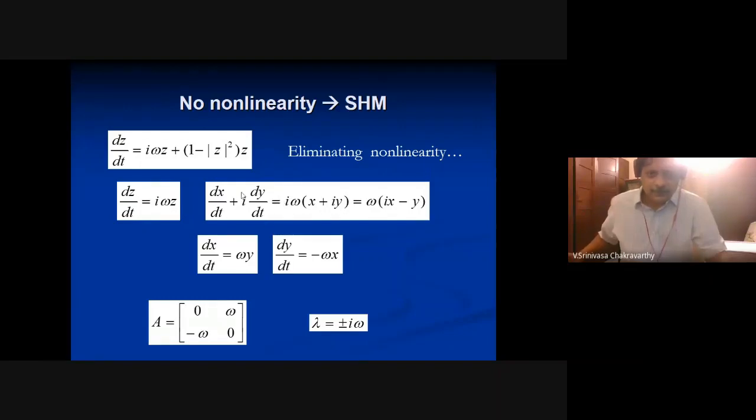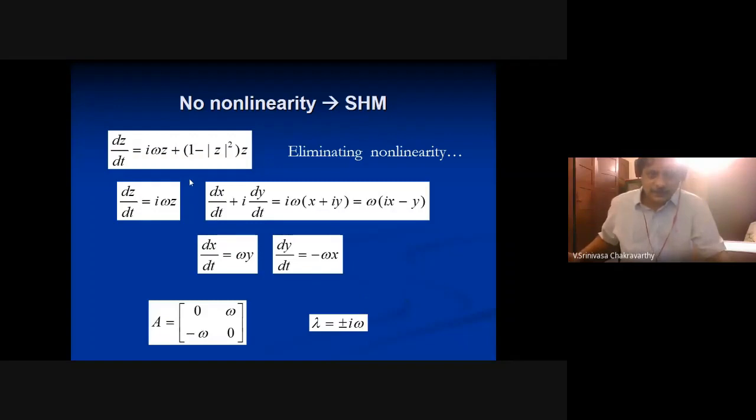Then you can expand z into x plus iy, so you get this, right? And so you get dx by dt is equal to omega y, and dy by dt is equal to minus omega x. And therefore this is a linear system. The Jacobian A is simply 0, omega, minus omega, 0. So the eigenvalues of this are plus or minus i omega. So it's a center, which means it's a simple harmonic oscillator.